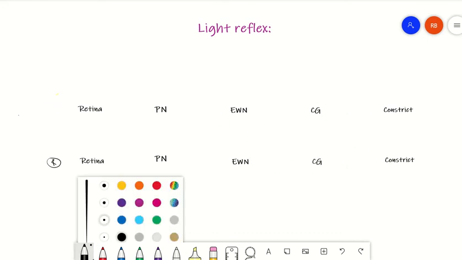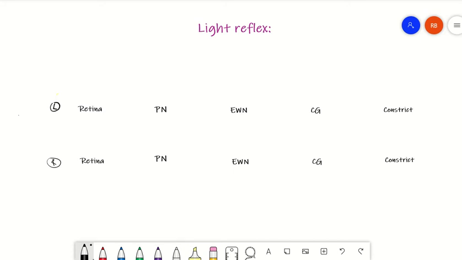Let's just redraw that. Okay, so say if we were to have a defect in the afferent pathway. Remember, the afferent pathway runs from the retina to the Edinger-Westphal nucleus, and if we were to have a defect in that pathway somewhere, then what would happen? Well, if we were to shine a light in the left eye, then there will be no stimulation of either Edinger-Westphal nuclei. There will be no stimulation, therefore, of the efferent pathway in either the left or the right eye. So you wouldn't get any constriction. You'd get no constriction of either eye.